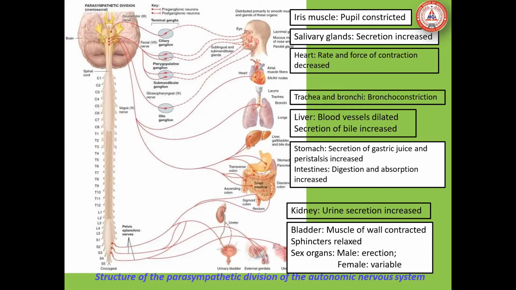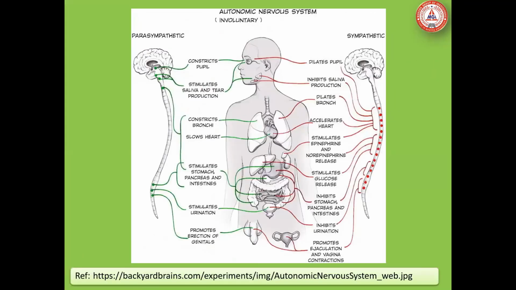In the intestine, digestion and absorption increase. In the kidney, urine secretion increases. In the urinary bladder, the muscles of the wall contract and the sphincter relaxes. In the sex organs, in males erection, and in females variable. Generally, the effects of the parasympathetic nervous system and sympathetic nervous system are always opposite, and due to this mechanism they always try to maintain body homeostasis.